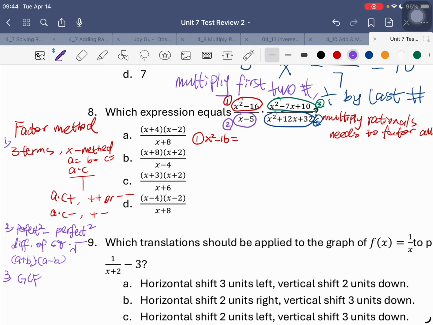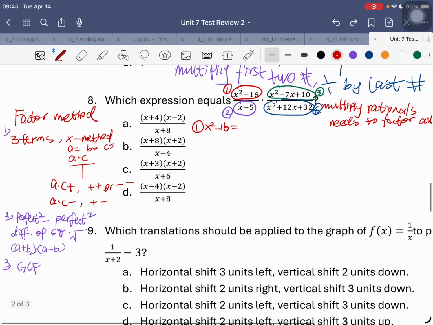Okay, now let's see x squared minus 16. Are they both perfect squares? Yes. So what's the square root of x squared? It should be x. What's the square root of 16? It should give you 4. You can look at the perfect squares cheat sheet anchor chart on the wall in my room. So it will be x plus 4 times x minus 4. This is how I factor 1.